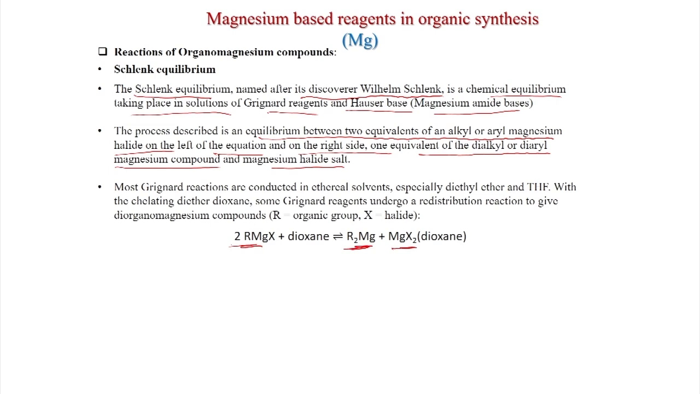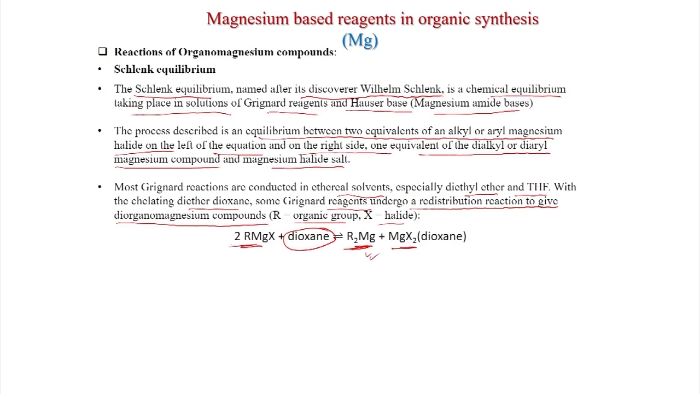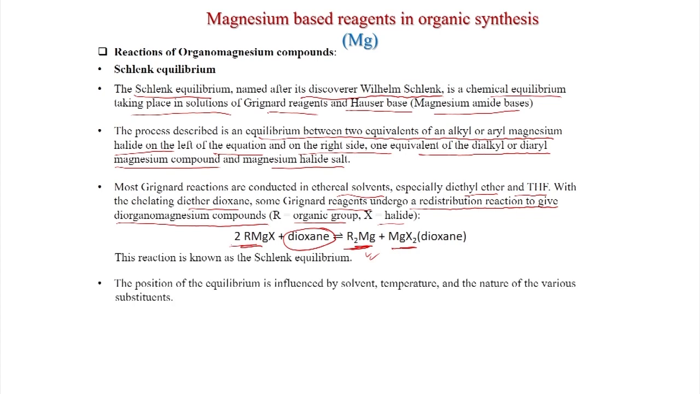Most Grignard reactions are conducted in ethereal solvents, especially diethyl ether and THF. With the chelating diether dioxane, some Grignard reagents undergo a redistribution reaction to give diorganomagnesium compound, R is equal to organic group and X is equal to halide. So, this reaction happens, this equilibrium goes to the right side when dioxane is used. So, with dioxane you get the R2Mg, this equilibrium is on the right side. This reaction is known as the Schlenk equilibrium. The position of the equilibrium is influenced by solvent, temperature and the nature of the various substituents.